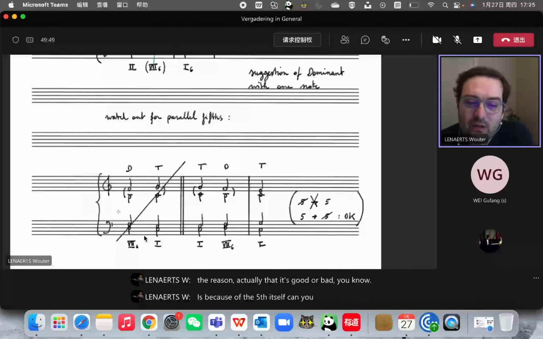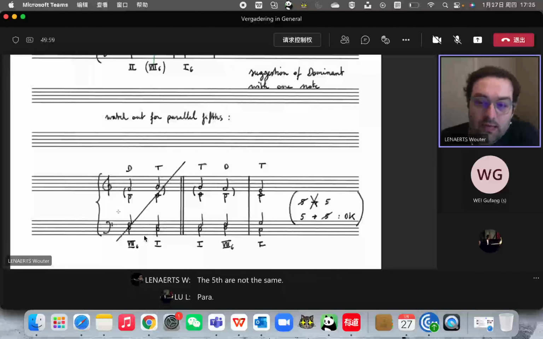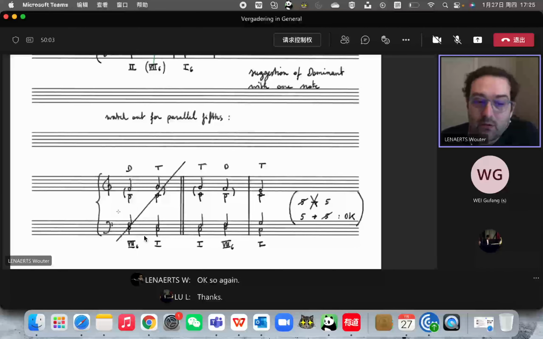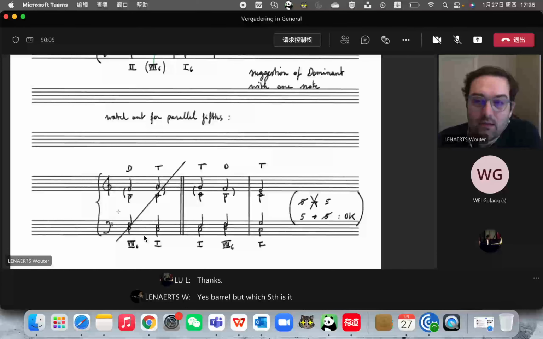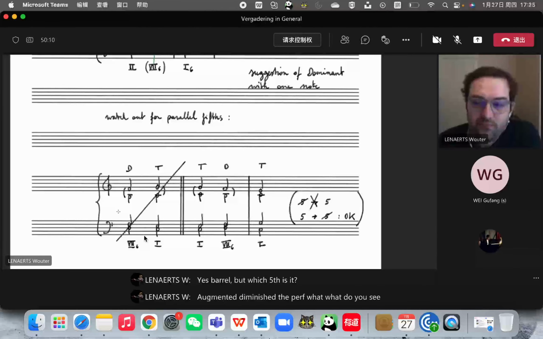Can you check the interval, Si, Fa, and Do, Sol? Can you compare the interval? The fifths are not the same. Parallel fifth. Can you say again? Parallel fifth. Yes, parallel, but which fifth is it? Augmented, diminished, perfect, what do you see?